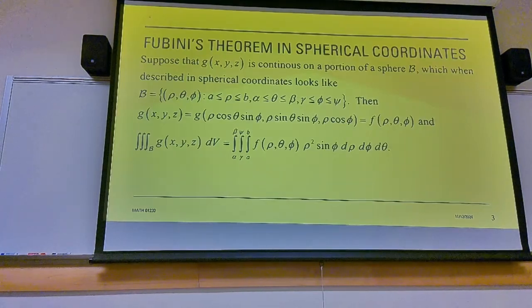Notice what your dv converts to. You get an extra rho squared sine phi. Do not forget that. Most common mistake is that's forgotten. Second most common mistake is you write rho sine phi instead of rho squared. I've also seen just sine phi or just rho squared.